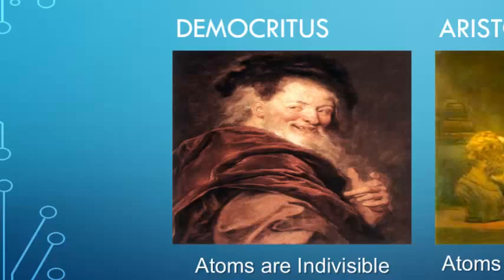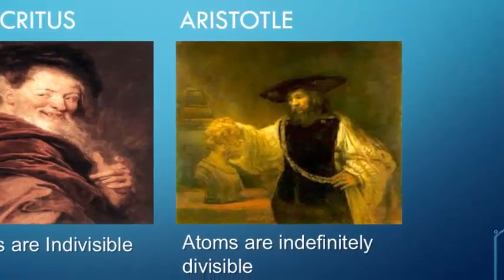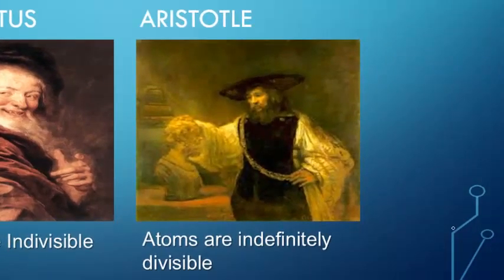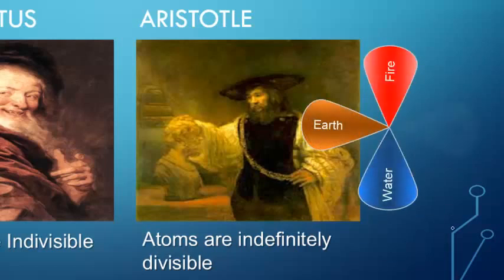That is, until Aristotle came along. Aristotle lived from about 384 to 322 BC. He said that these atoms that Democritus had talked about were indeed indefinitely divisible. You could keep taking sections and splitting them in half forever, and thus they could not be what everything is made of. He thought that there were really only four main elements that made up everything around us, and those were earth, fire, water, and air.